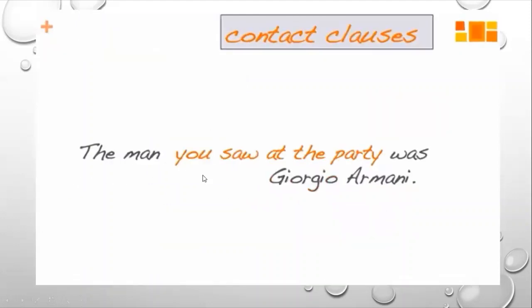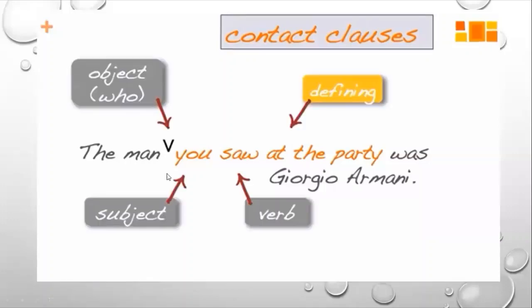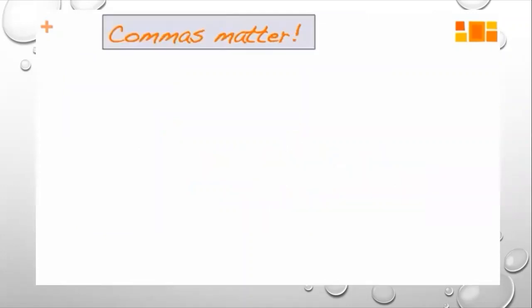How about here? The man you saw at the party was Giorgio Armani. Here, what is it missing? What do you think is missing in this sentence? Who or that? Where exactly? The man who you saw. Exactly, right? So the man who, right here, who you saw or that you saw. So guys, these are content clauses.